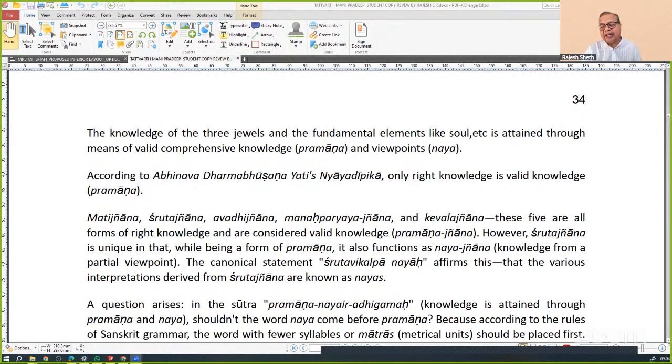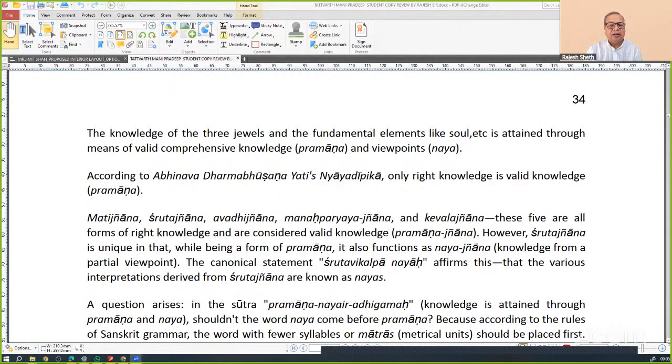What is another characteristic of right knowledge? It illuminates the self and the non-self distinctly. Swapar ka bhed vigyan. So that is the right knowledge, and that right knowledge is the valid knowledge, valid comprehensive knowledge. There are 5 divisions of valid comprehensive knowledge, and then there are 3 which are false knowledge. Here we are discussing only the valid comprehensive knowledge.